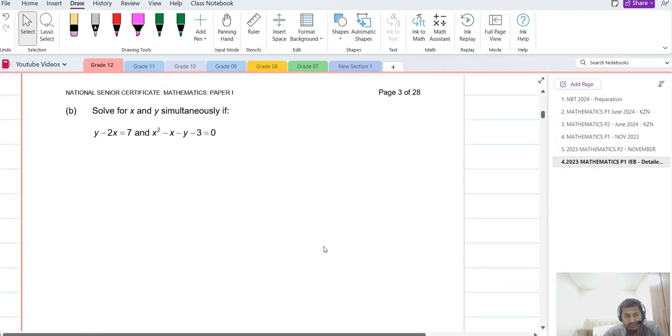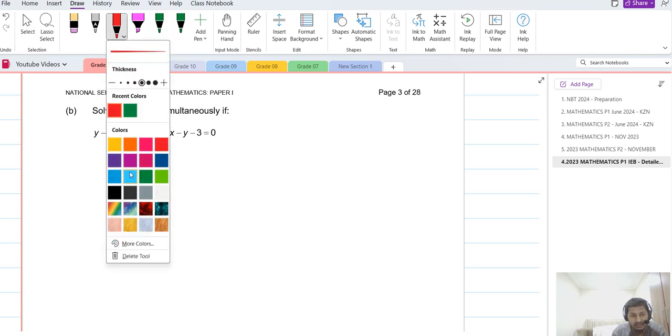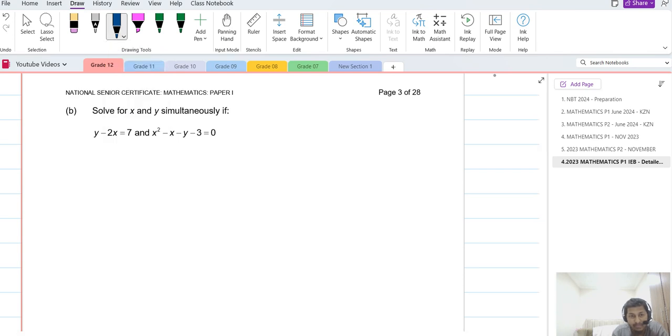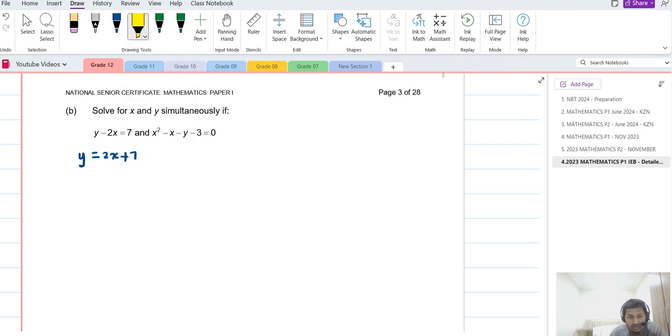Solve for x and y simultaneously. So we will solve for x and y simultaneously by making y the subject. So y equals 2x plus 7, right? I took the 2x over and 7 is there as is. So I need to replace y with 2x plus 7. There's a y here and there's a y in the front, right? So let's replace the y's.